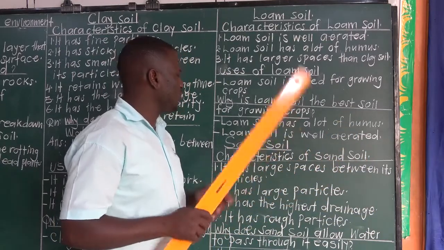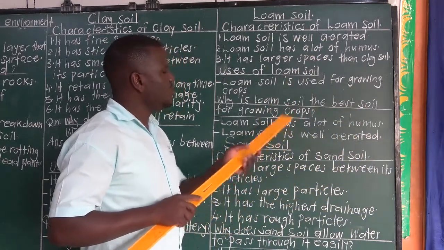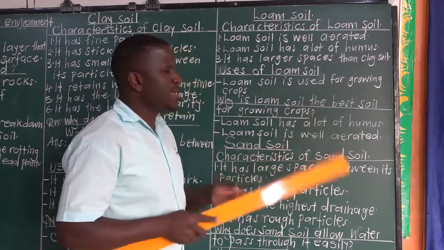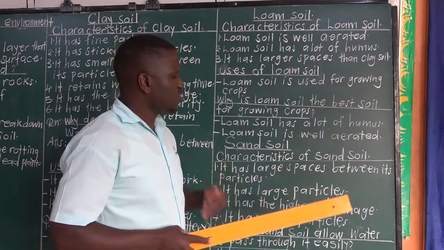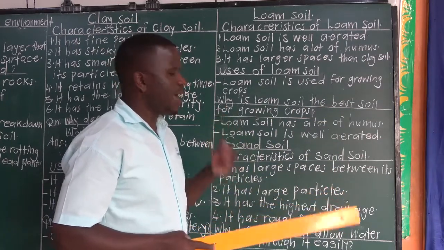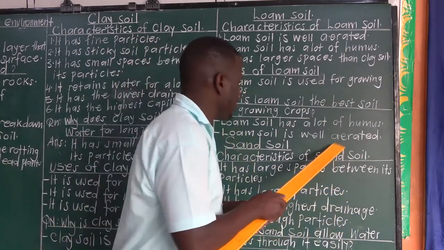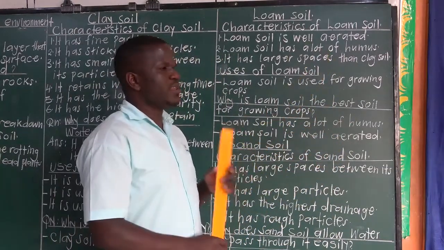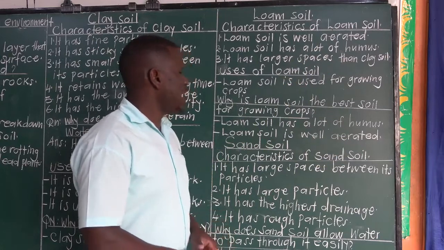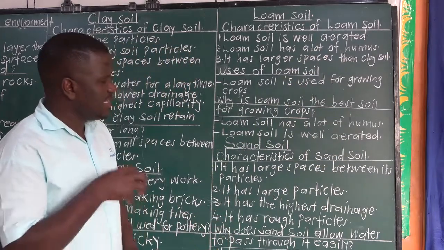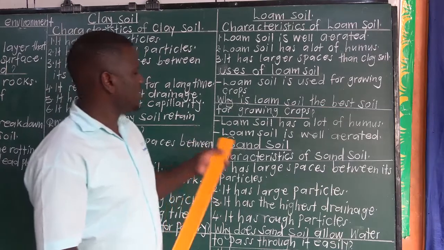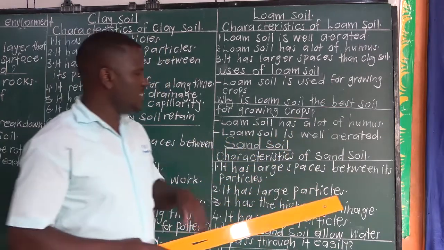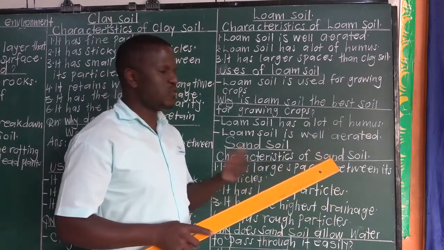It has a lot of humus, then loam soil is well aerated. Being aerated means making channels in the soil to easily allow air and water to enter. So when you say loam soil is well aerated, we mean that it allows air and water to enter it easily. Reason: it has organisms which make those channels or holes that allow water to enter it.